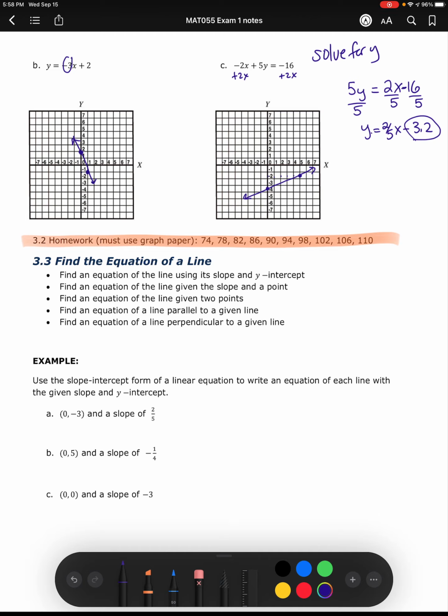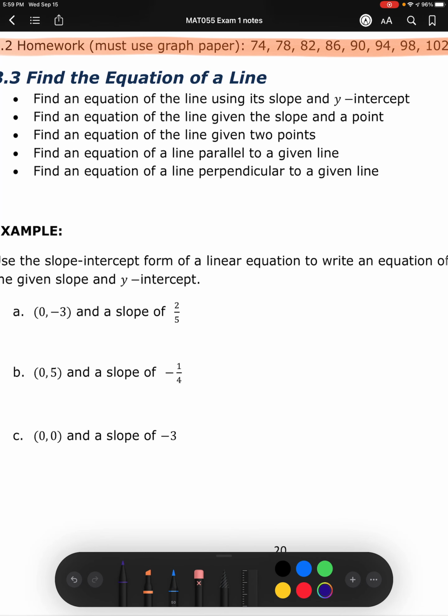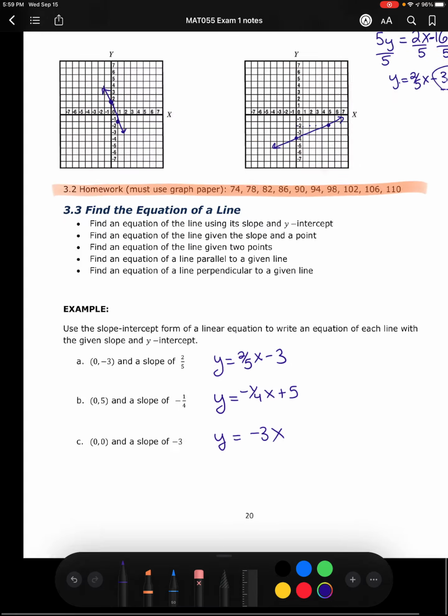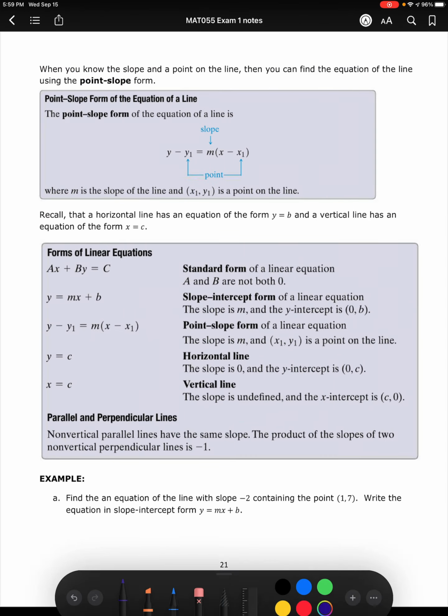All right, next we need to learn how to write the equation of the line given whatever information is given. So these first three are the easiest ones. If you're given the y-intercept and the slope, then you can just go right ahead and write it as 2/5 x minus 3. B would be -1/4 x plus 5. And C would just be -3x. So that's the easiest case.